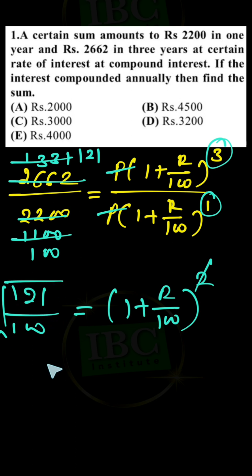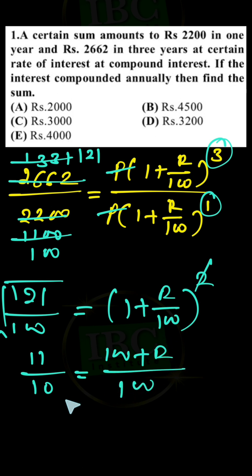So after taking the square root, you will get 11 by 10 is equal to (100 plus r) divided by 100, and you just have to put 10 here because we have to make the denominators equal, then the numerators are also equal. So 100 and 100 will get cancelled, and r's value is equal to 10%.